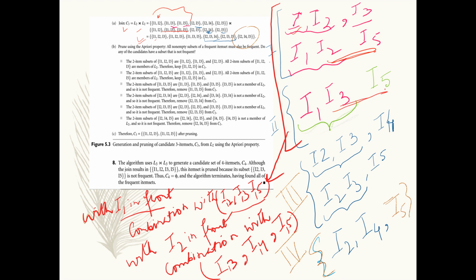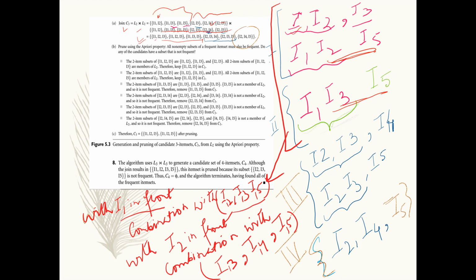That is how we are going to get the first 3 combinations. Keeping I1 in front, form the combinations with I2, I3 and I5, and this is what we get. The first step of join of I1 series is done. Then the same thing we do with I2, sets starting with I2. So how will you remember? With I2 in front, it's very easy to remember. With I2 in front, that means the first lot, combination with I3, I4 and I5.